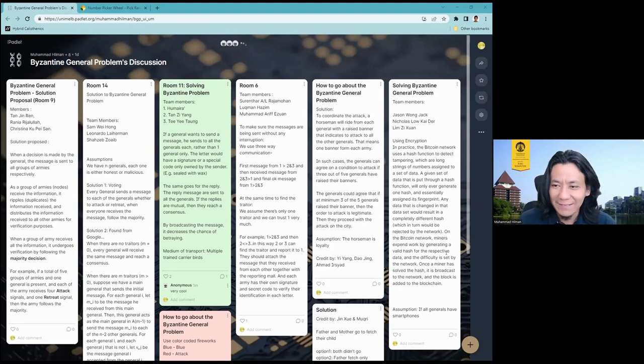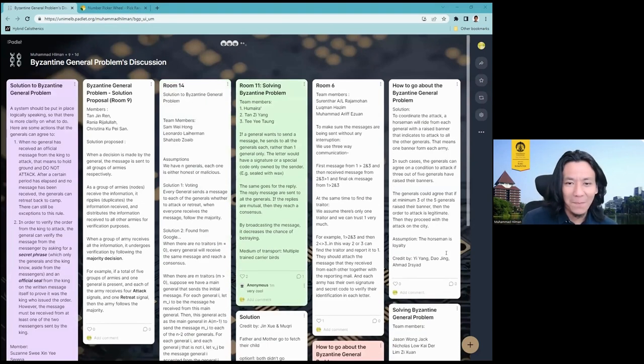The assumption here is that each army will not betray each other. So, no traitors. The assumption is no traitors. Okay, anything else? That's it.